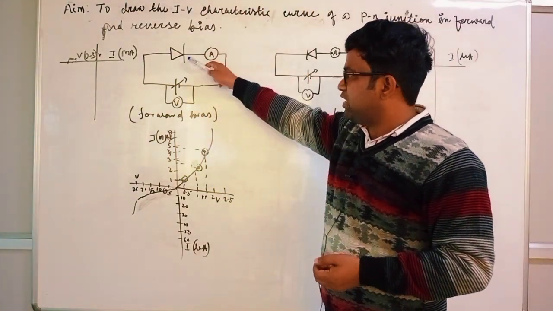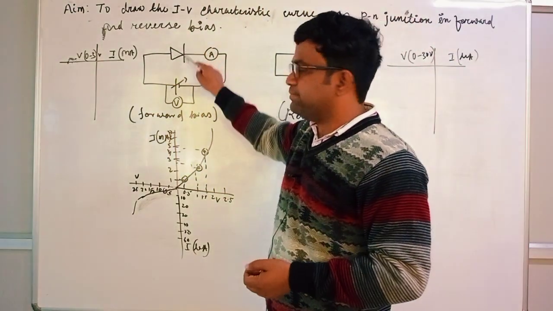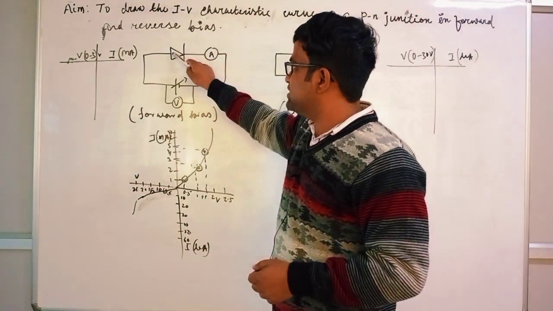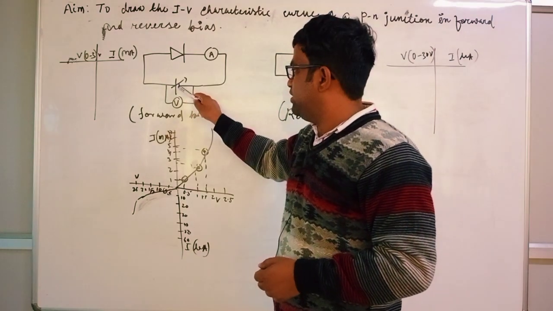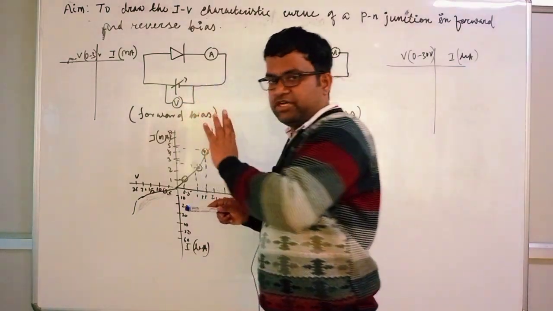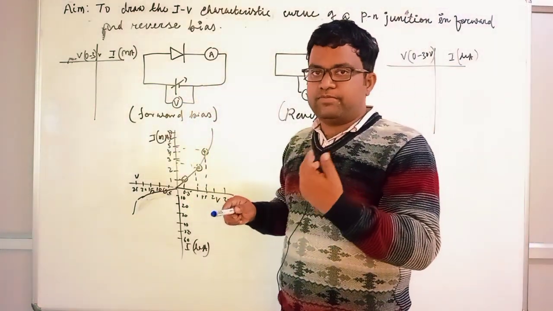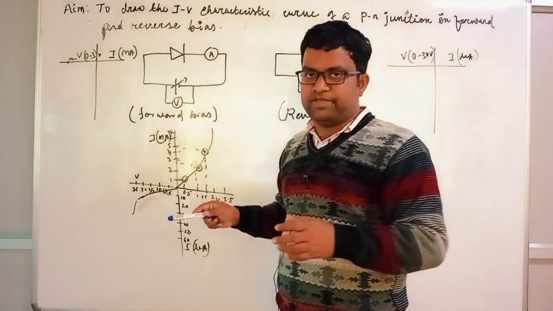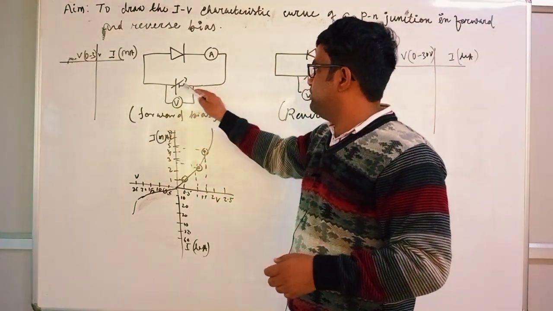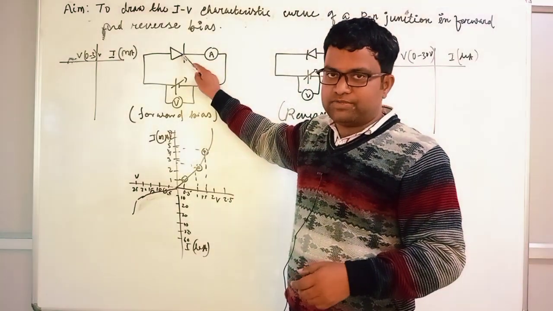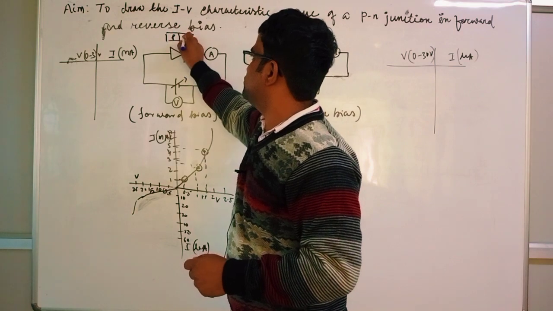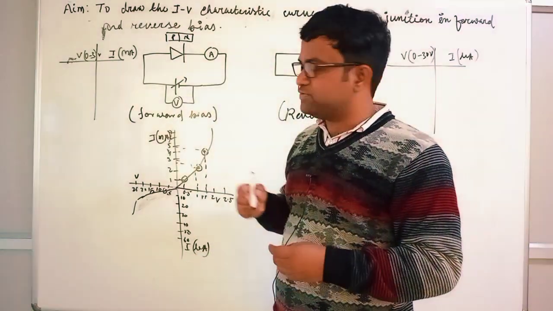So here you can see this is the symbol of a diode, and this is your P side, this is your N side. Here the P side is connected to the positive of the variable battery. One rheostat will be there so that you will get a different voltage output, not a constant one; it's a variable one. We can vary the output voltage, and the negative side is connected to the N side of the PN junction. So this is your P side, this is your N side, right? The symbol is this one.